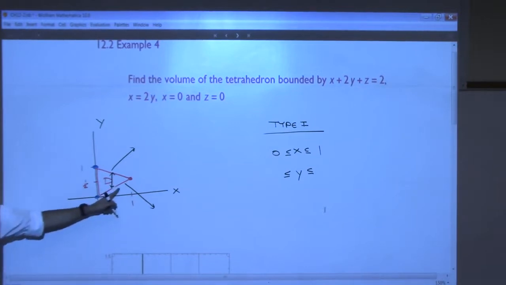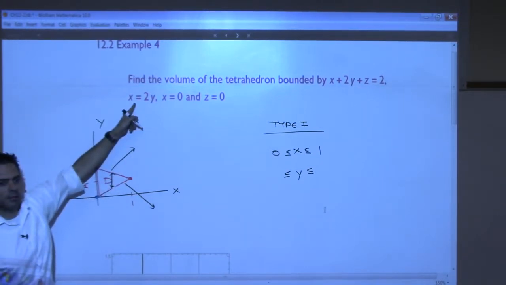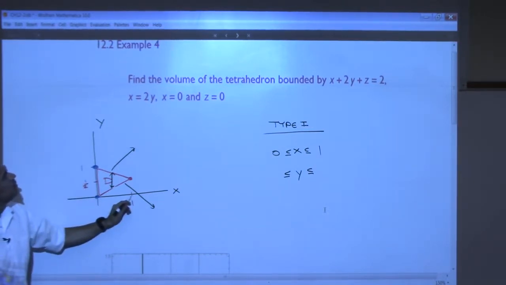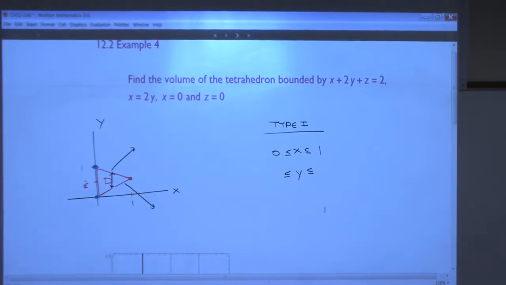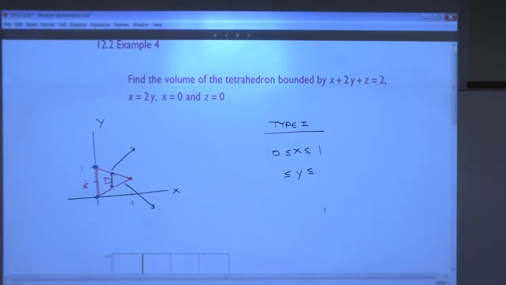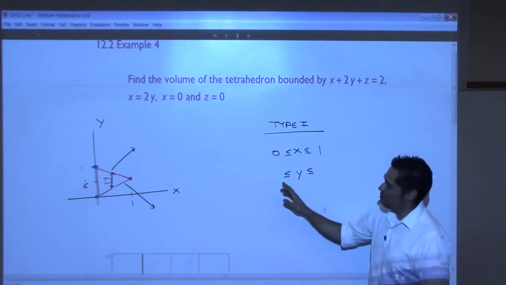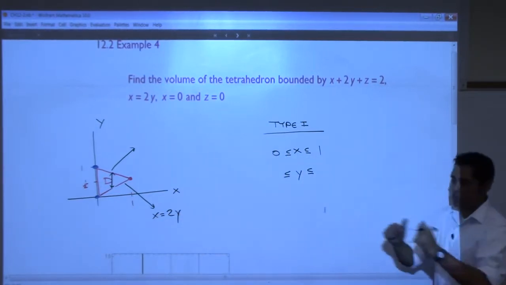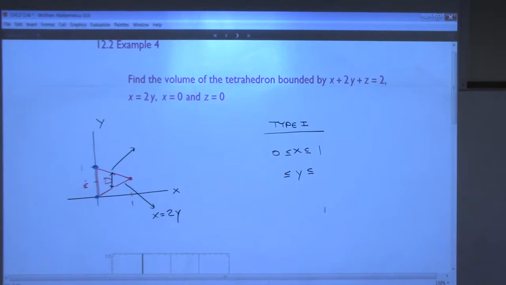The bottom one came from this, didn't it? And you could check it, 0, 0 lives there, right? And then if I plug in 1 for x, well, hold on. Wait a minute. Yeah, that's right. Oh, yeah, x is 1. Sorry, yeah, you get... All right, I had a little panic attack there. So the bottom one comes from this equation, x equals 2y. We agree? The top one comes from what?